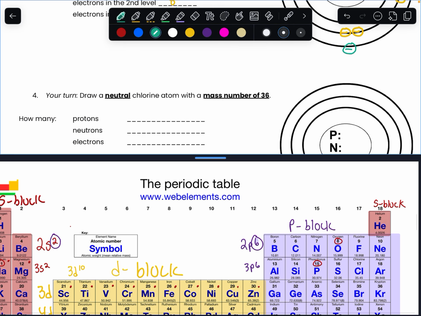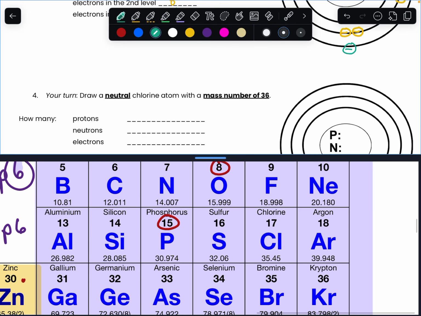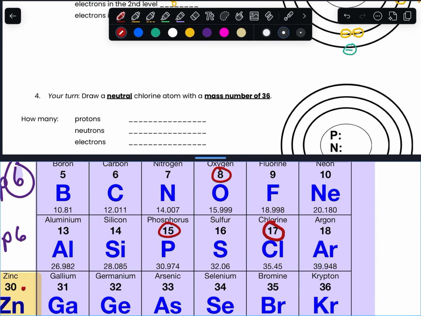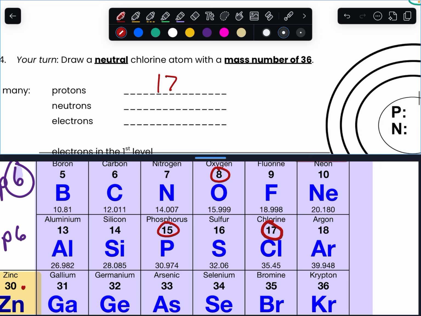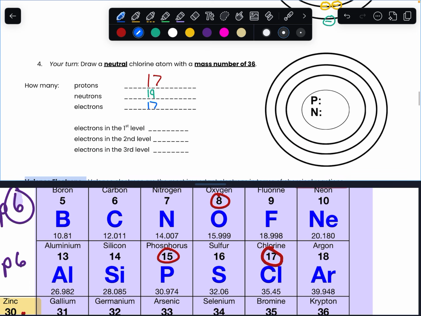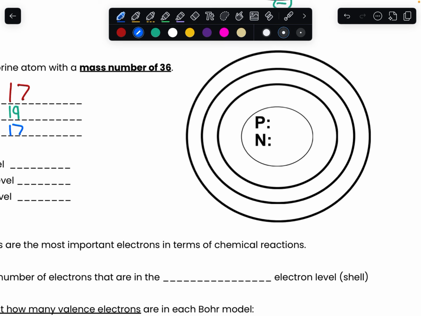Okay, so you've tried chlorine. Chlorine has an atomic number of 17. So we've got 17 protons. Mass number is 36, so 17 plus 19, last time I checked, gives us 36. And 17 electrons since we are electrically neutral. Let's go ahead and place these around our atom here.